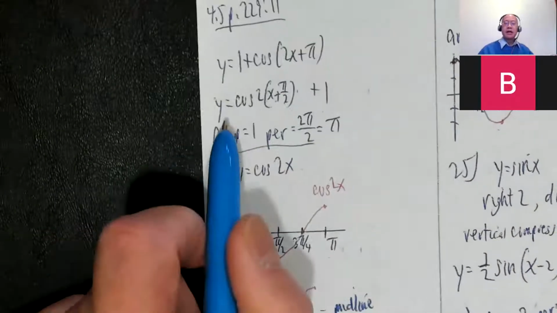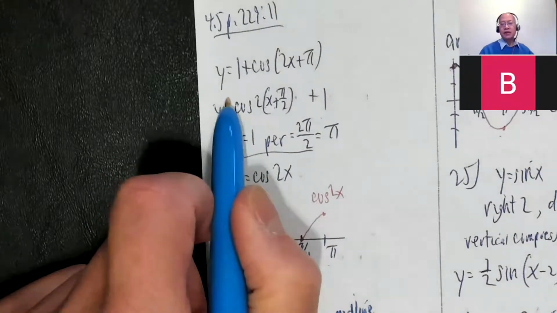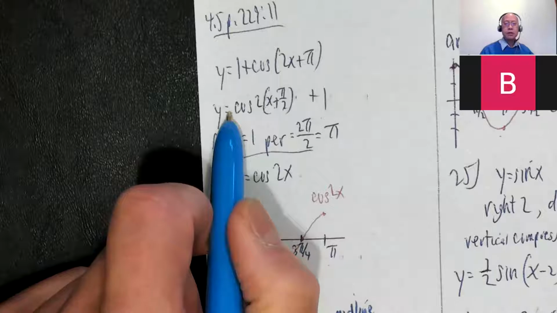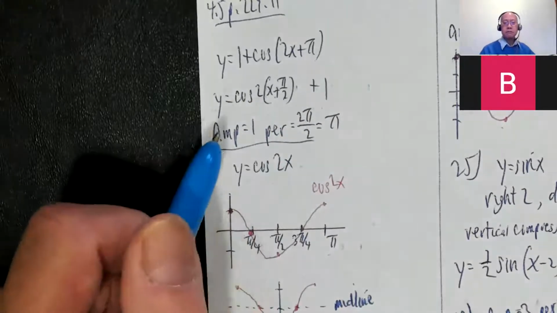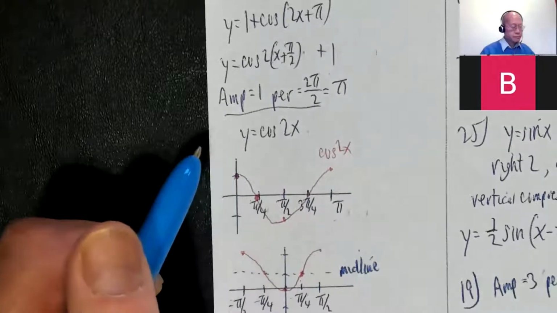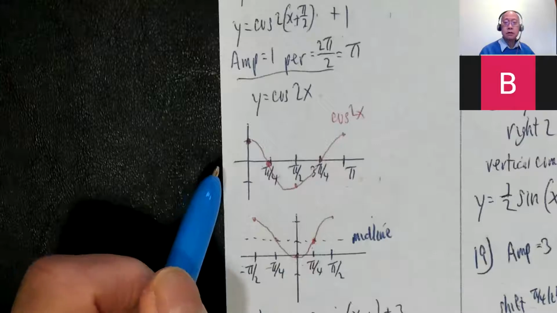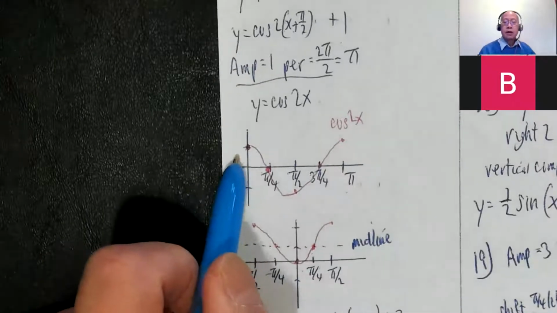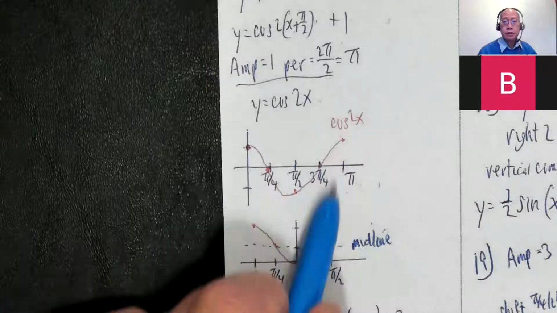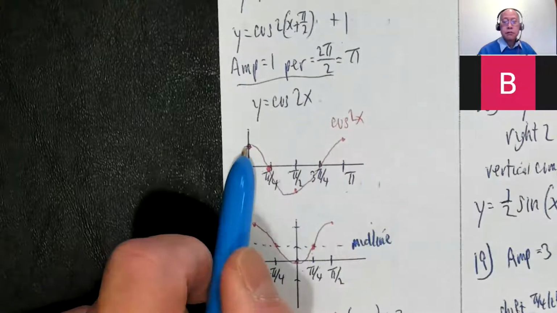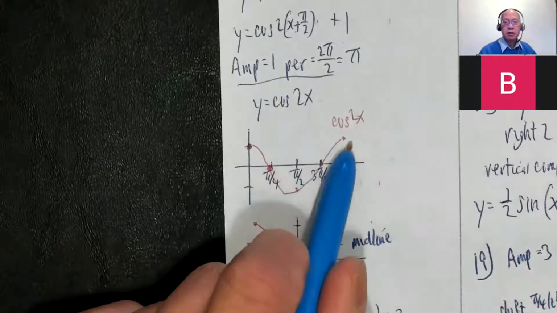Right? So we can analyze it. Amplitude is 1. How do I know? The coefficient is 1. If there was a 7, the amplitude is 7. Period is 2 pi divided by 2, which is pi. All right, so here's how we analyze this. First, I drew cosine 2x. Period is pi. Maximum, 0, minimum, 0, maximum.